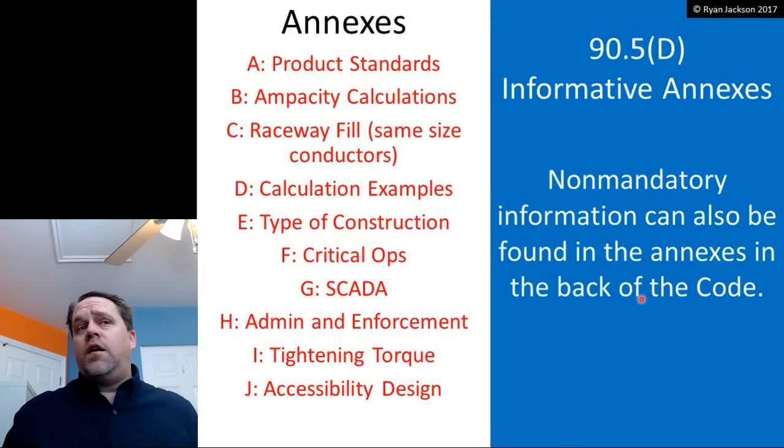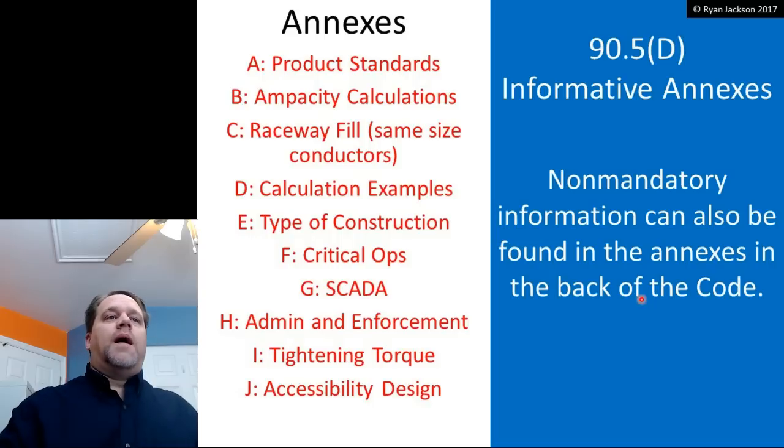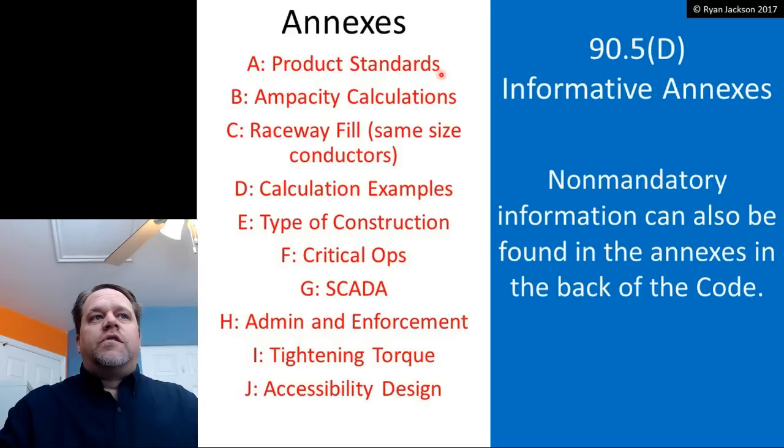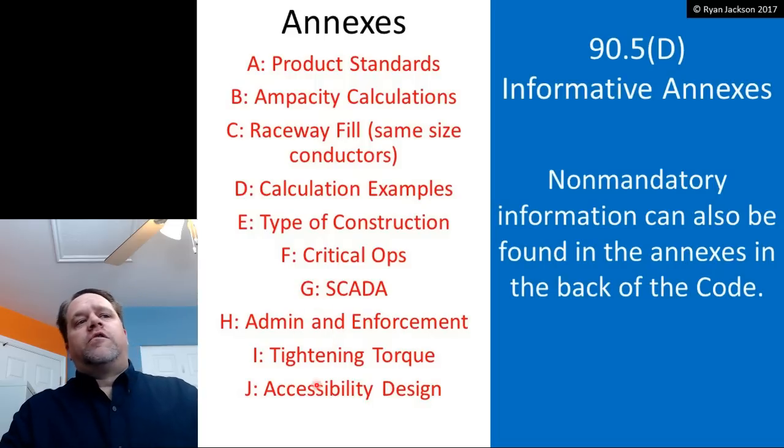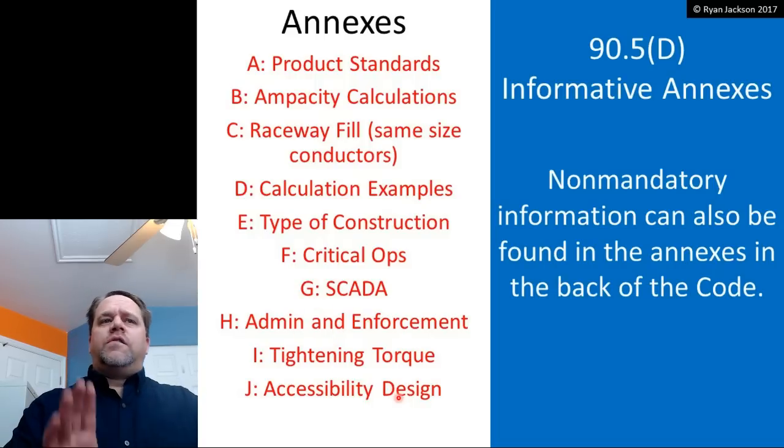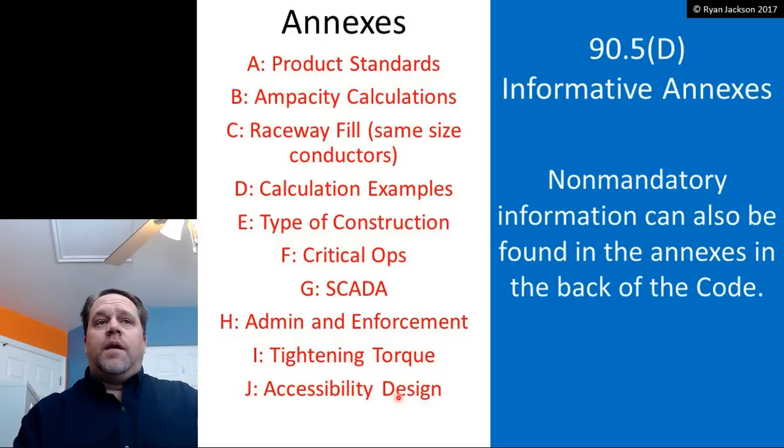The last thing in 90.5 is informative annexes. Non-mandatory information can also be found in the annexes in the back of the code. Product standards, some example calculations to help you out, some raceway fill examples, type of construction, admin and enforcement, accessibility. These things are not mandatory, they're just information, so they're in the back of the code book in the informative annexes.